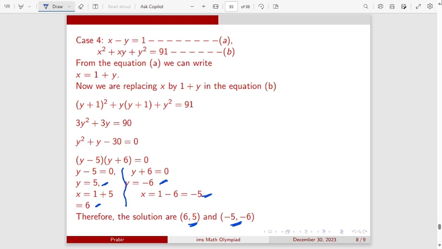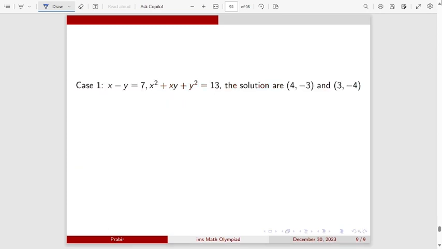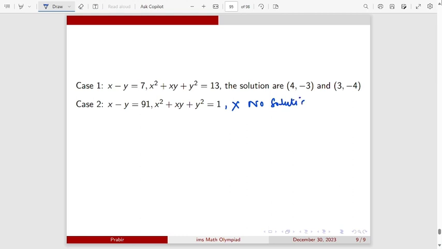Okay, so we have completed our study for each case. Let's go through what we have. For case 1, we have x minus y equal to 7 and x square plus xy plus y square equal to 13, the solutions are 4, minus 3 and 3, minus 4. For case 2, x minus y equal to 91 and x square plus xy plus y square equal to 1, there is no solution, meaning no integer solution.